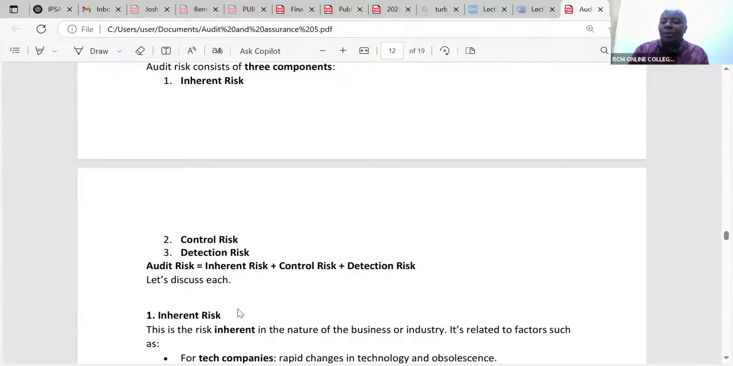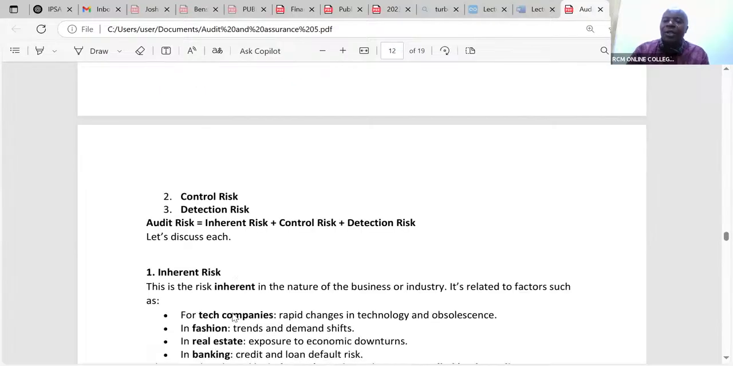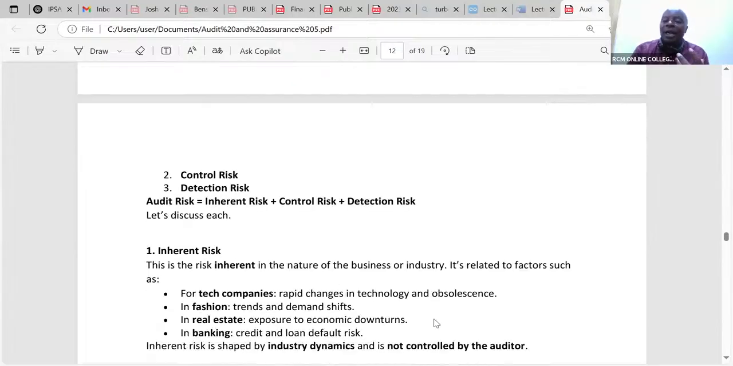Let's discuss each one of them. We start with the inherent risk. Ladies and gentlemen, inherent comes from, or rather means what here? Innate. Yeah, innate.